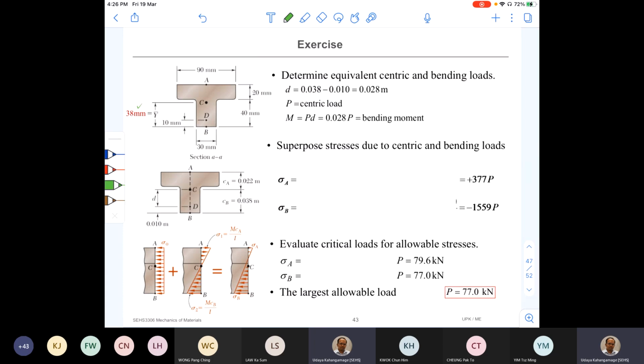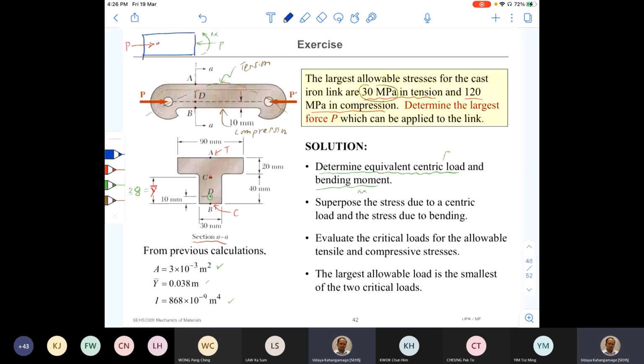So what are the unknown things here? We need to find out the centric load P, right? This is what we need to find out. And the bending moment M is going to be P into D, and the D, I'm going to go back, is the distance between the load applied, that is D, up to the centroid. So this is the distance of D, right?